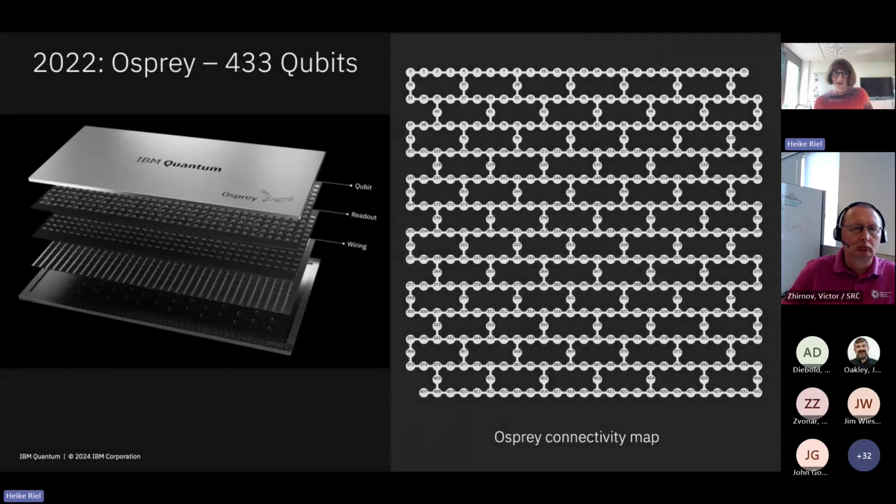fridge. To show you a bit how the qubits are laid out, what you see here on the right-hand side is how these 433 qubits in the Osprey chip are actually arranged with each other. And so there is a certain connectivity map for each of these processors, and we are using the heavy hex map because you can reduce again here also the errors and the crosstalk, etc.